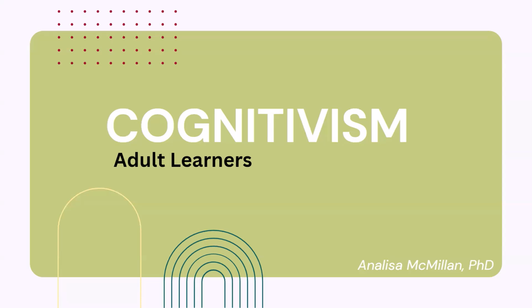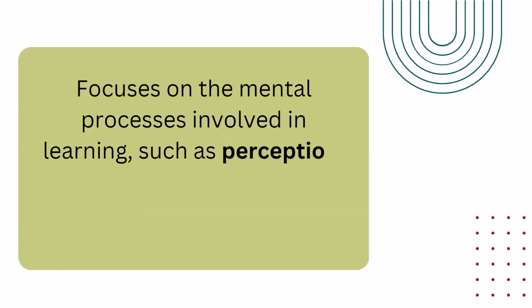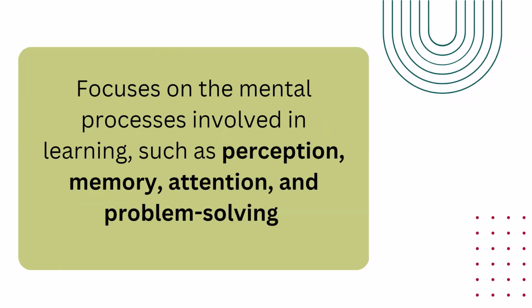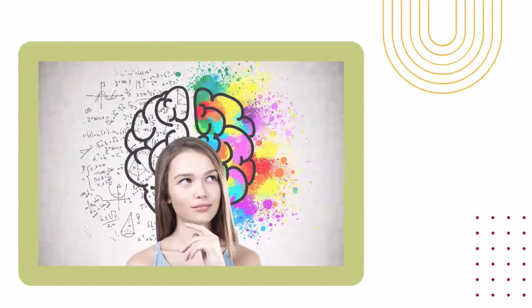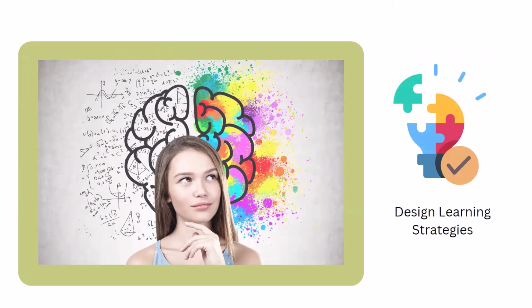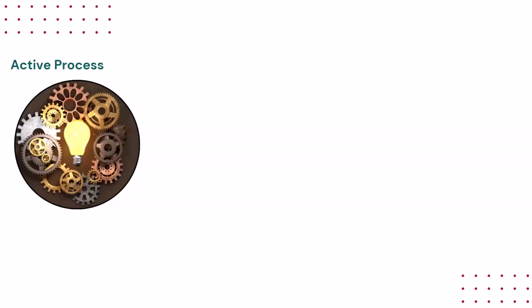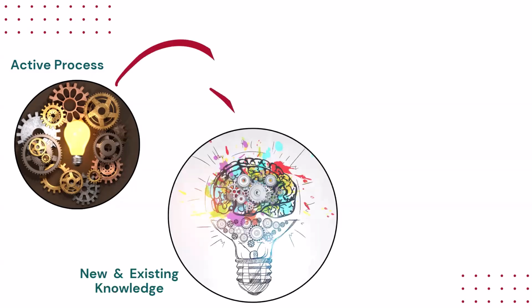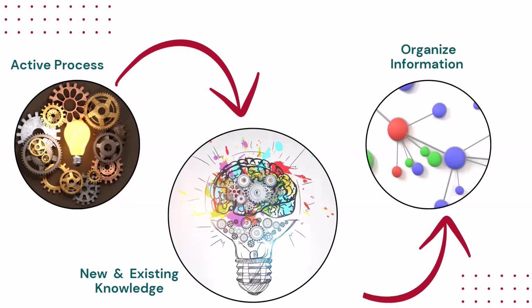Cognitivism in adult learners. Cognitivism focuses on the mental processes involved in learning, such as perception, memory, attention, and problem solving. It emphasizes the importance of understanding how learners acquire, store, and retrieve information to create effective learning strategies and delivery methods. Cognitivism suggests that learning is an active process where learners actively process information to make connections between new and existing knowledge and organize information in meaningful ways.